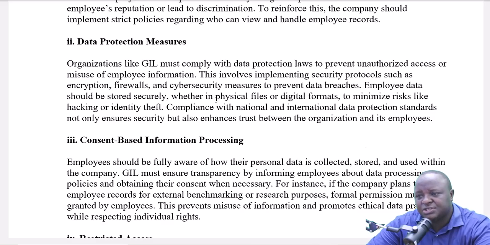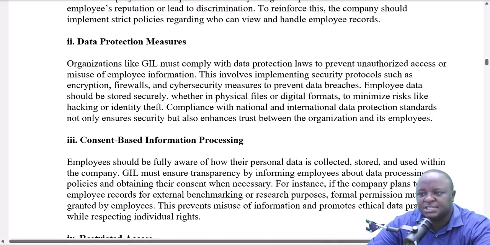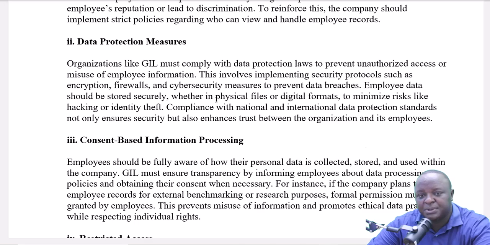So organizations like GIL must come up with a data protection measure that ensures it protects the privacy of the data. And the privacy of data must be protected, not only for the employees, even data for the customers must all be protected.